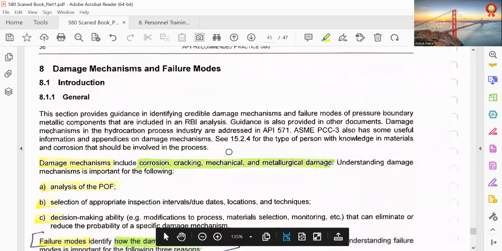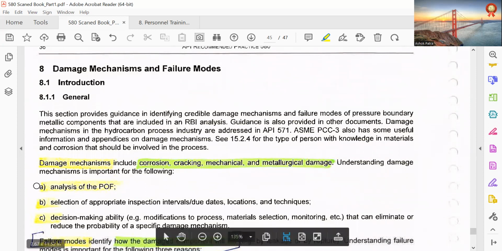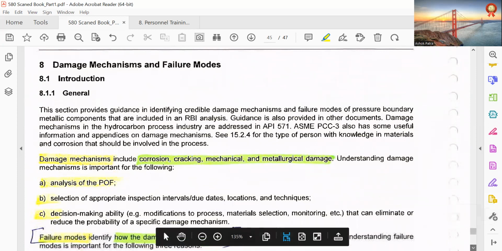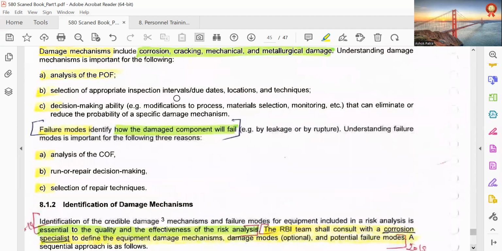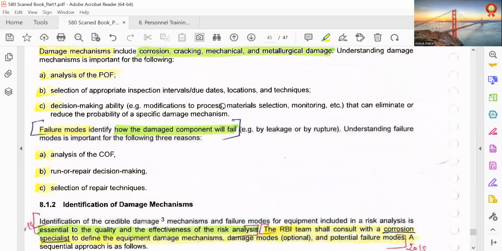Then comes damage mechanism and failure modes. Damage mechanism includes corrosion, cracking, mechanical and metallurgical damage. Understanding damage mechanism is important for the following: analysis of POF, probability of failure, selection of appropriate inspection intervals, due dates, location, techniques, decision-making ability, modification of the process, material selection, monitoring etc. that can eliminate or reduce the probability of a specific damage mechanism. Failure modes identify how the damaged component will fail.